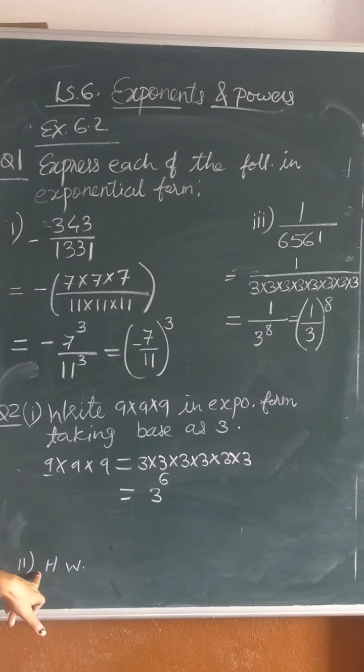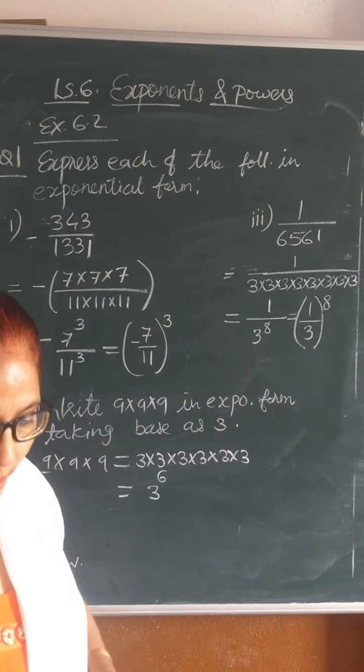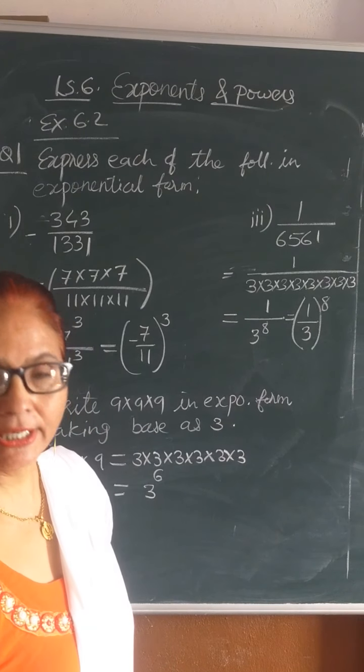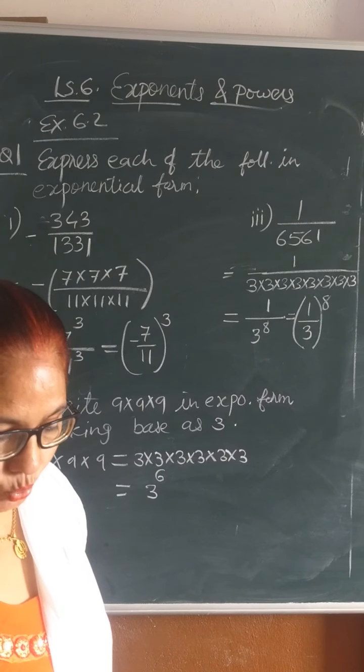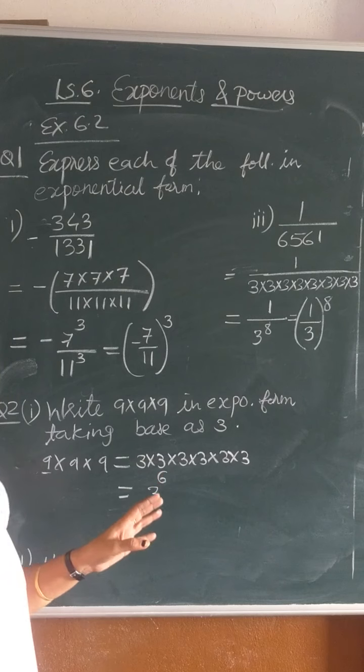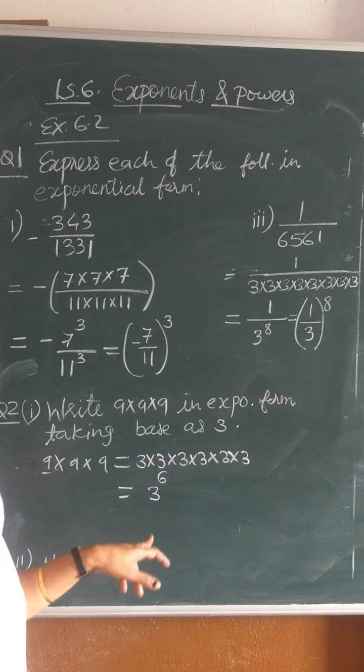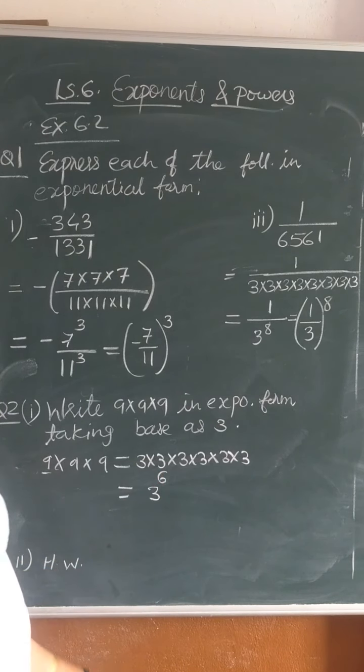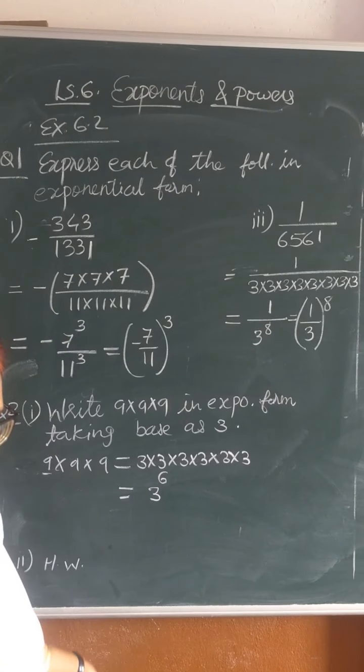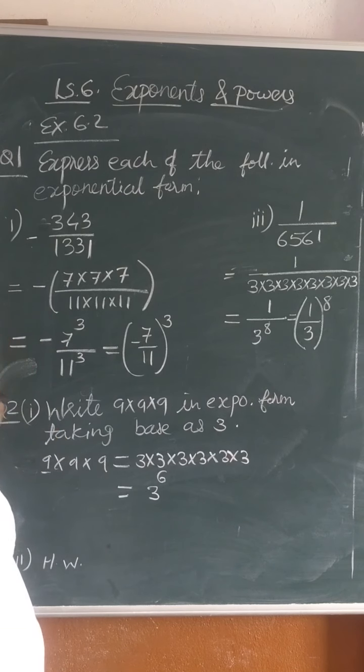Now in this way, the second example is also there: 8 into 8 into 8. You have to write it in exponential form taking base as 2. So you have to find the factors of 8 by taking base as 2. Okay. Now, this is your homework. Now let's move to question number 3.